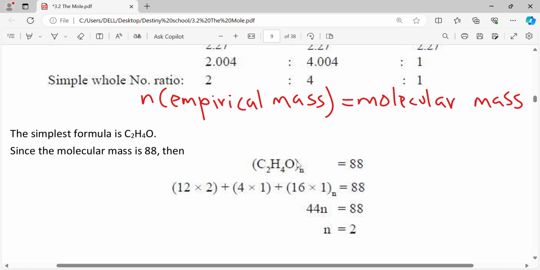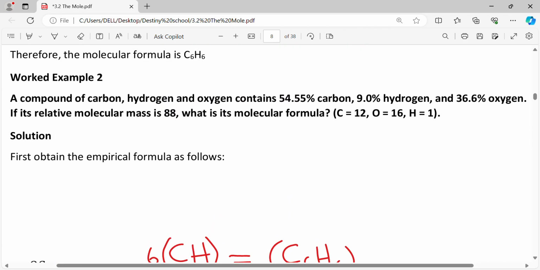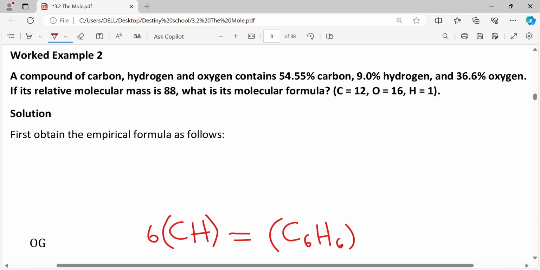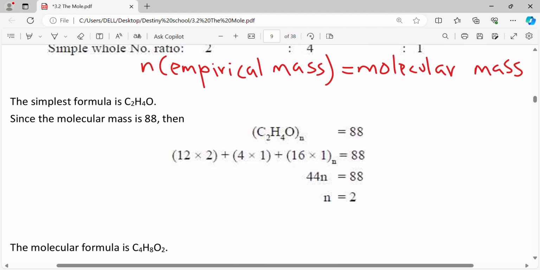As you can see here, after writing this, which is in red, you now proceed. This is our empirical formula, C2H4O, because we have taken it from using these values and we have substituted here. So C2H4O multiplied by n will give us the molecular mass. This one was in the equation.